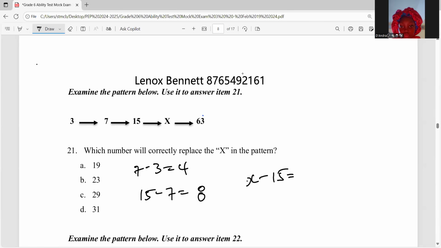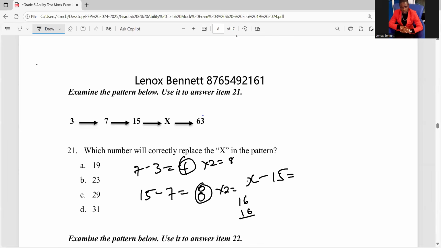So what I did was that I noticed there was a pattern with 4 and 8. 4 times 2 is 8, and 8 times 2 is 16. So I did 16 plus 15, and I got 31. Sorry, sir, 15. Yes, sir.